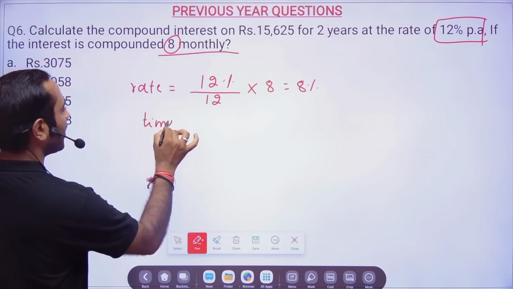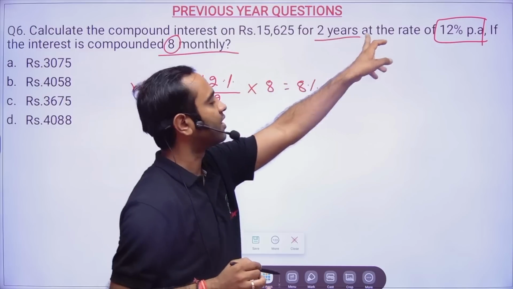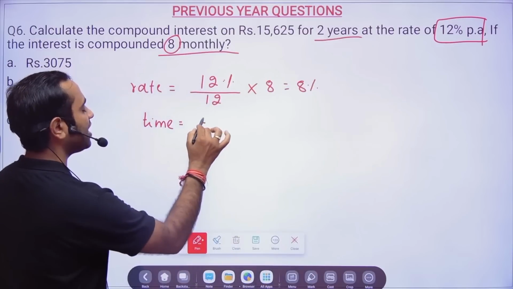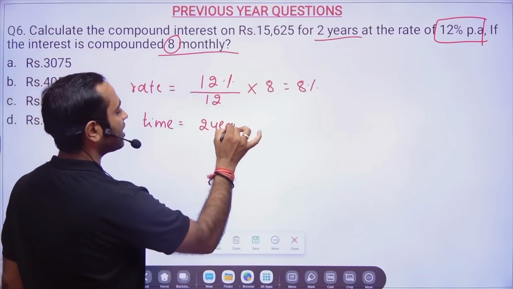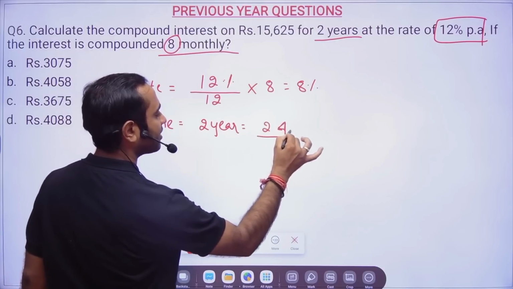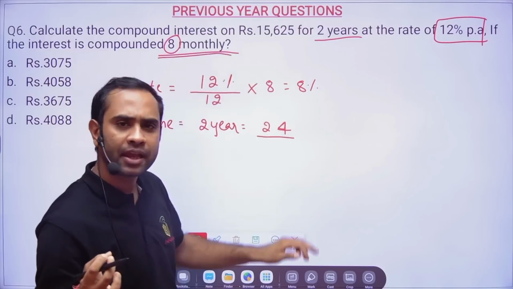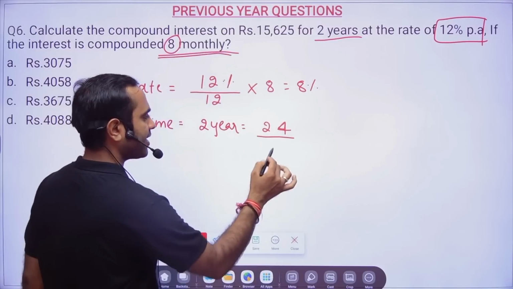Time. So friends, in 8 months, they are telling 2 years. So in 2 years, how many months will be there? Sir, 2 years is nothing but 24 months. Okay. Now, but sir, the interest is getting compounded 8 monthly. No problem. Divided by 8.